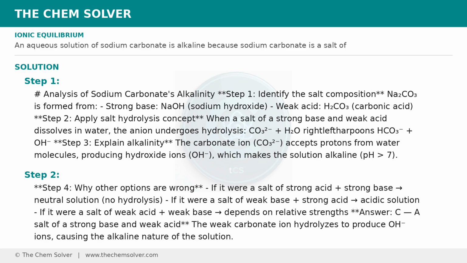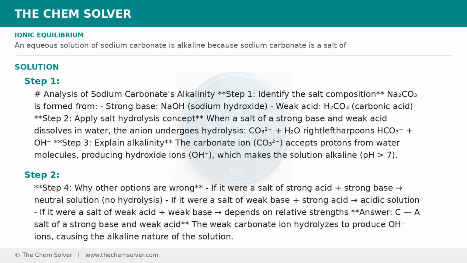Step 4. Why other options are wrong. If it were a salt of a strong acid plus a strong base, the solution would be neutral, with no hydrolysis. If it were a salt of a weak base plus a strong acid, the solution would be acidic. If it were a salt of a weak acid plus a weak base, it would depend on the relative strengths.